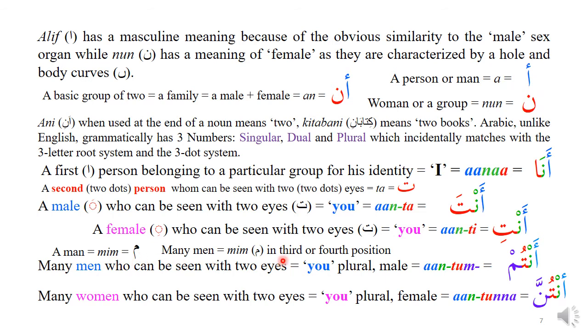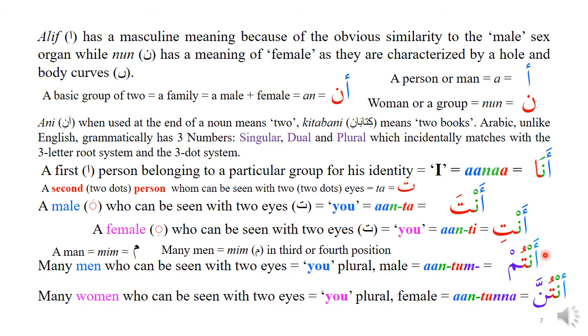And if the mim is present in third or fourth position, that it would mean many men, because Arabic has three numbers. Remember, singular, dual, and plural. Now, interestingly, you see, Arabic has this dual, right? Dual, which is the extra. So see, again, 1, 2, 3, right? So anything in the third position would have a meaning of many.